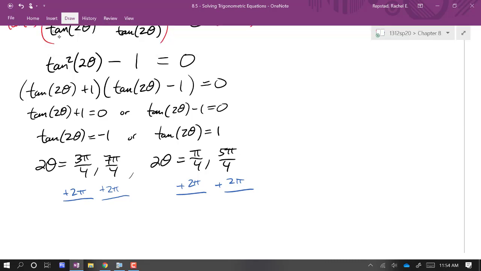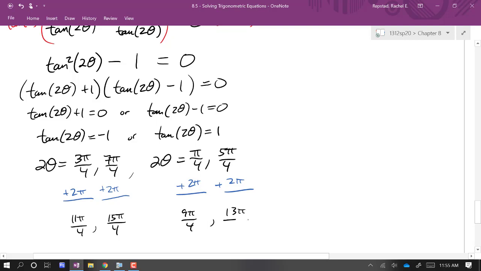And when we do that, 2 pi is equal to 8 pi over 4, so we get 11 pi over 4, 8 pi over 4 plus 7 pi over 4 is 15 pi over 4. Over here we get 9 pi over 4. And 5 pi over 4 plus 8 pi over 4 is 13 pi over 4. Now finally, these are all the values for 2 theta. We want to solve for theta, so to get values for theta, we're going to divide each of these 8 values by 2.